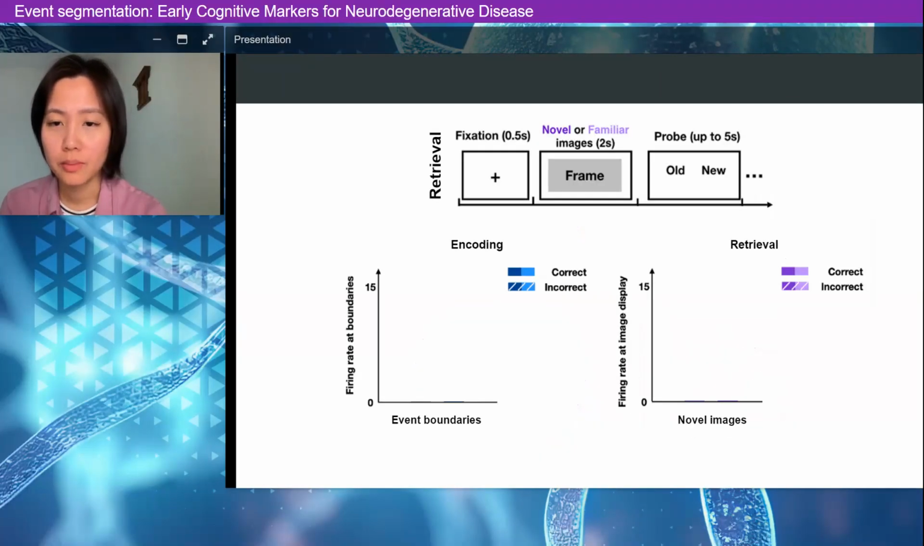So between this corresponding to the boundaries and also the novel images during retrieval, we also wonder whether those overlapped neurons are contributing to memory performance in humans as well. What we did is we extracted the trials, we separated the trials based on subject performance during the memory retrieval. Either they correctly recognized the frames or they didn't. And then we computed the firing rate at boundaries within those two different types of trials, and also their firing rate at the image display.